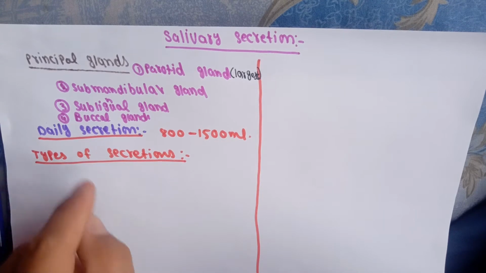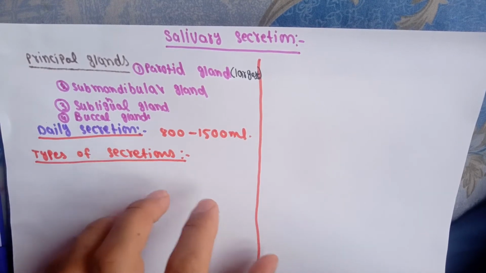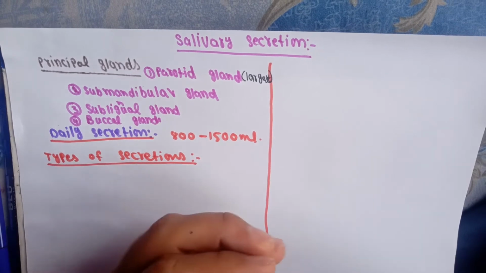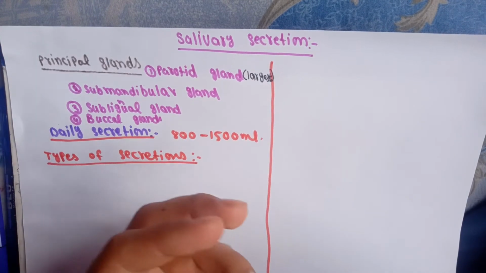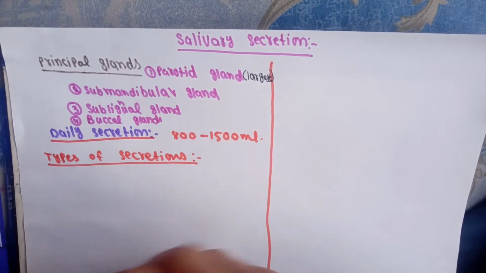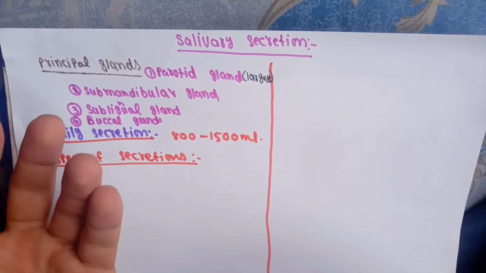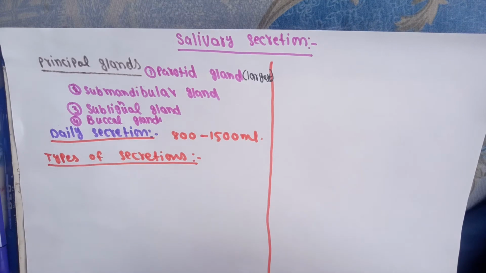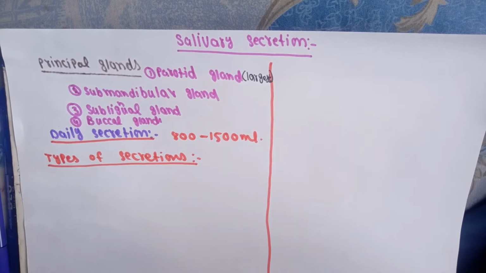Another thing, what is the daily secretion of saliva? Per day about 1000 milliliters of saliva is secreted. The average is about 1000, and in some people it is about 800, and so on up to 1500 milliliters per day.